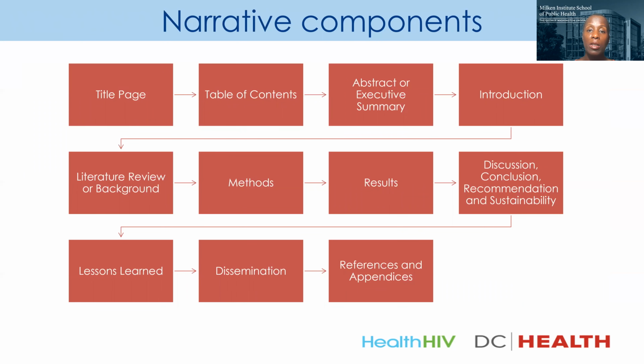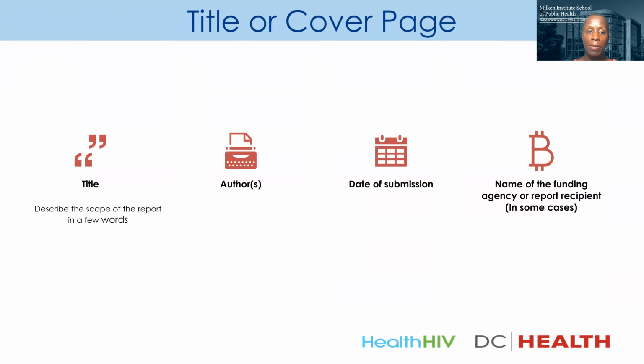Results are included in your narrative components, as well as discussion, conclusion, sustainability recommendations. Lessons learned are usually included in narrative reports. Some funders don't ask for it, but a lot do. And dissemination, again, some funders ask and some don't. So that's something that you want to consider when you have the persons at the table who are planning to write the narrative report. How are we going to make sure this is one cohesive document if there's more than one person adding to this writing?